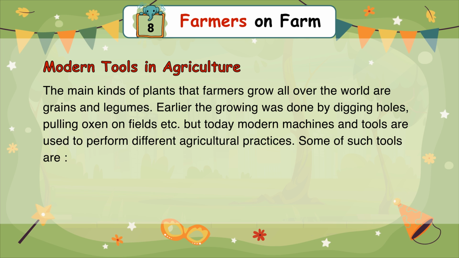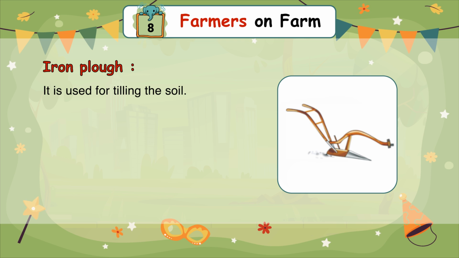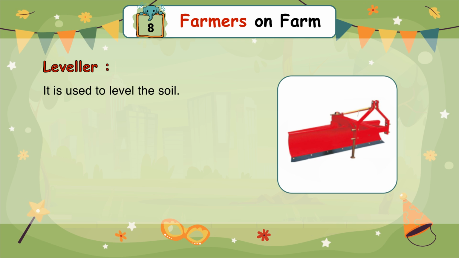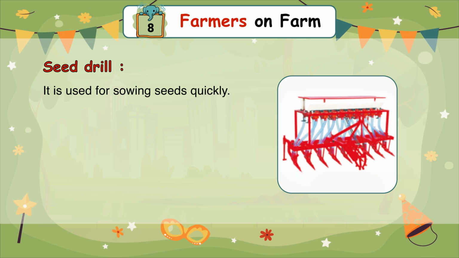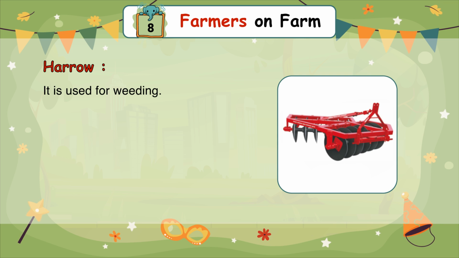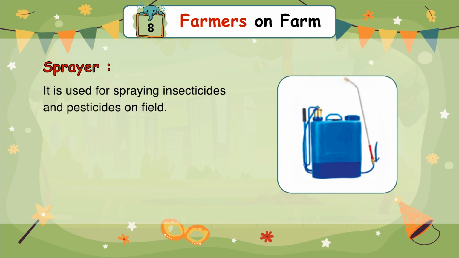Some of such tools are the iron plow. It is used for tilling the soil. Leveler. It is used to level the soil. Seed drill. It is used for sowing seeds quickly. Harrow. It is used for weeding. Sprayer. It is used for spraying insecticides and pesticides on the field.